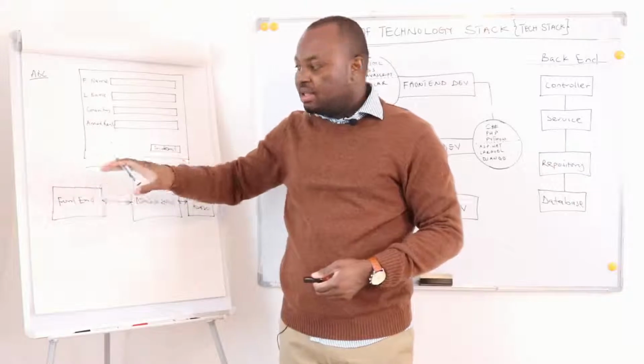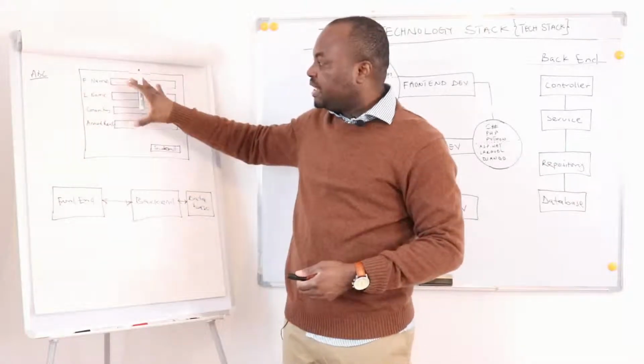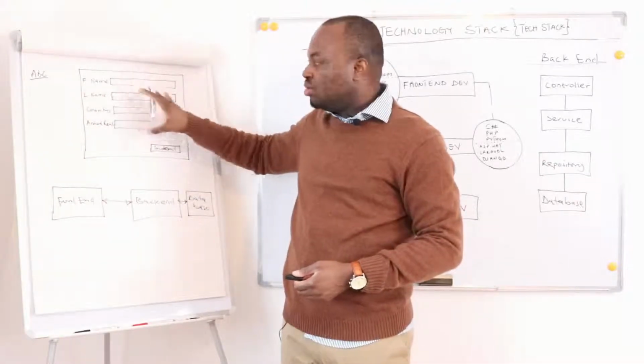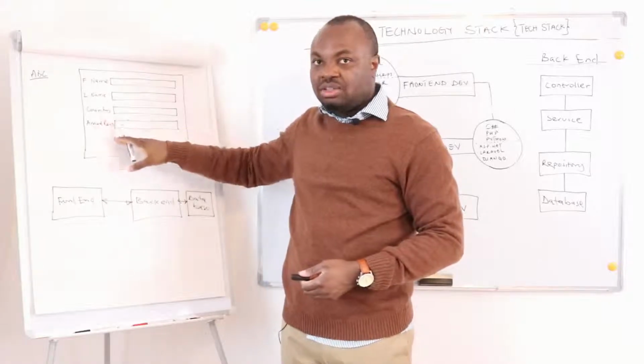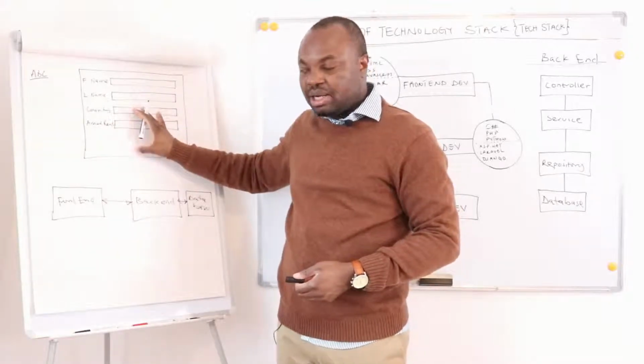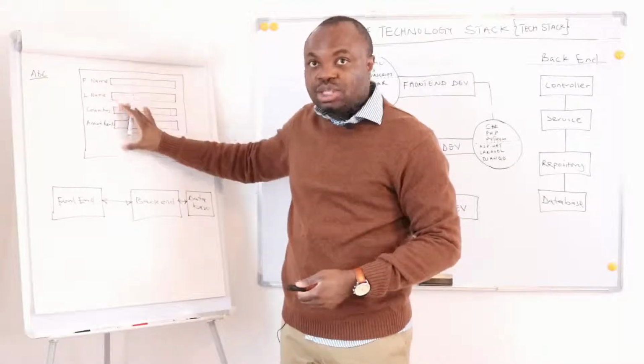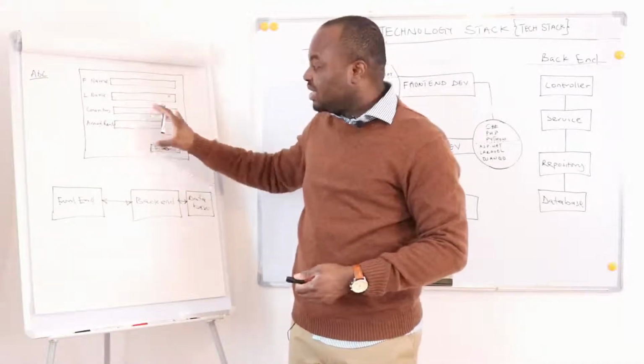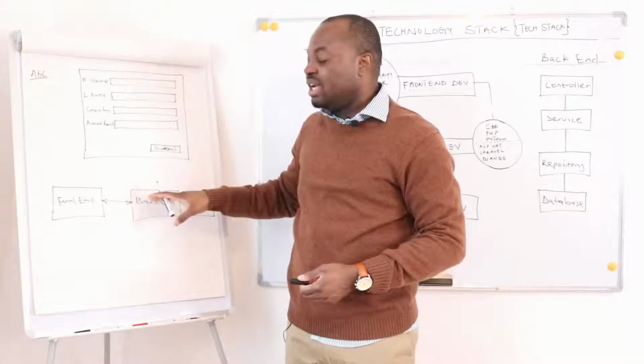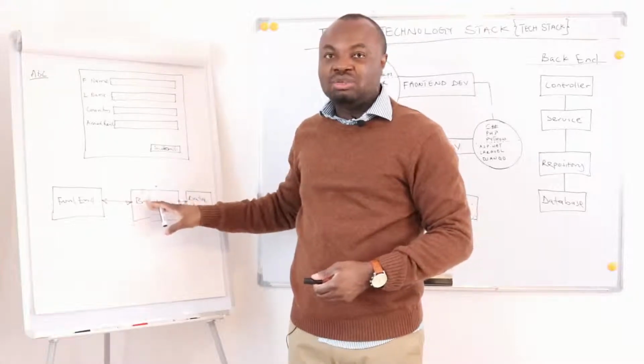But the person filling this form does not need to do the calculation. I want the system to do the calculation for me. This type of rule, this type of calculation, is what you can do at the back end. That's what you usually do at the back end.